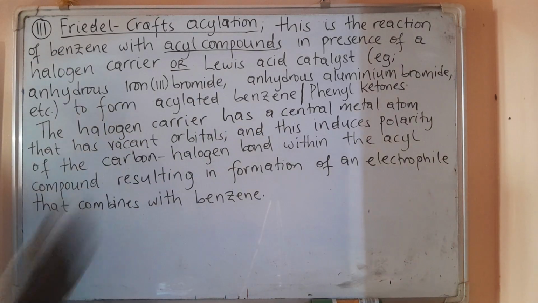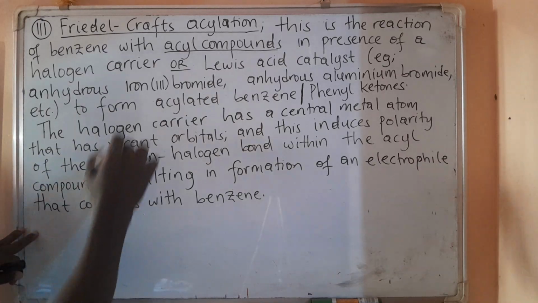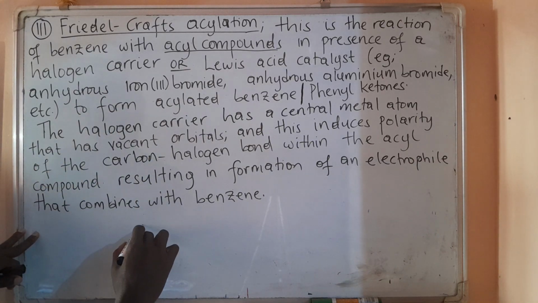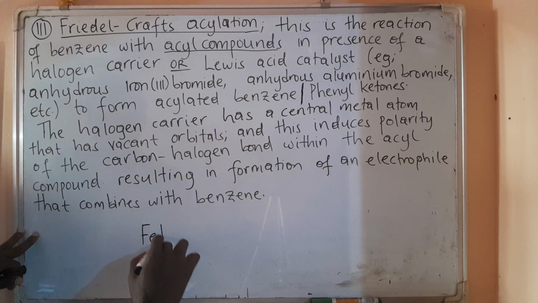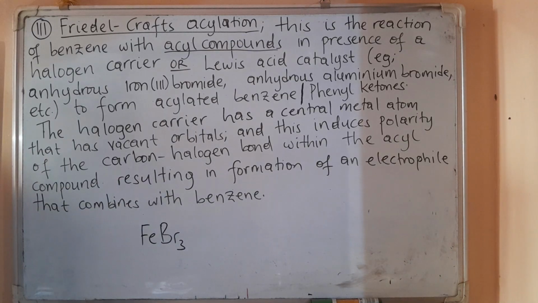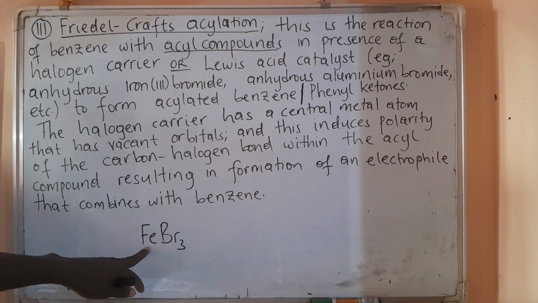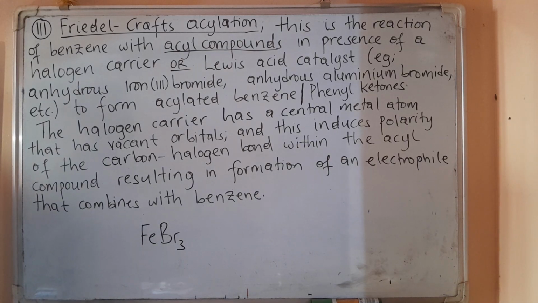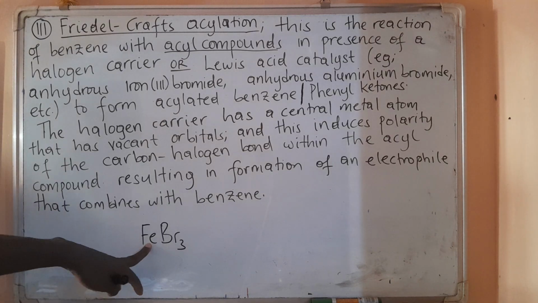For example, if my Lewis acid is iron 3 bromide, iron 3 bromide looks like that. Now in this compound, iron is a transition metal. Transition metals have vacant orbitals. In fact, that's one of the reasons why they form variable oxidation states. Like iron, we can have iron 2 and iron 3. So iron has 2 oxidation states or 2 valencies. So it has vacant orbitals.